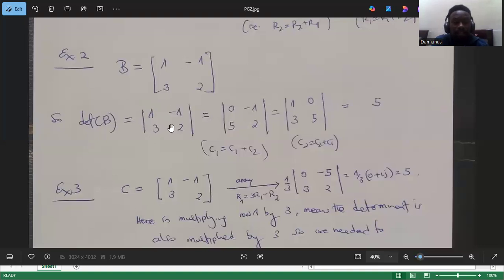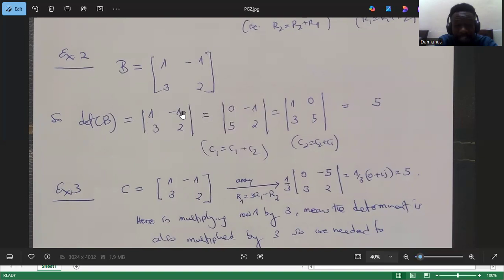This is column 1. We add it to column 2. So the new column 1 is column 1 plus column 2. So this part will be 1 plus minus 1, which is 0, and then 3 plus 2, which is 5. And then we keep column 2 as it is. So you have this new matrix, and this matrix should have the same determinant as the old matrix.